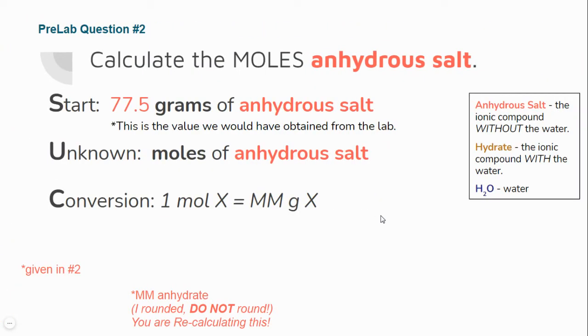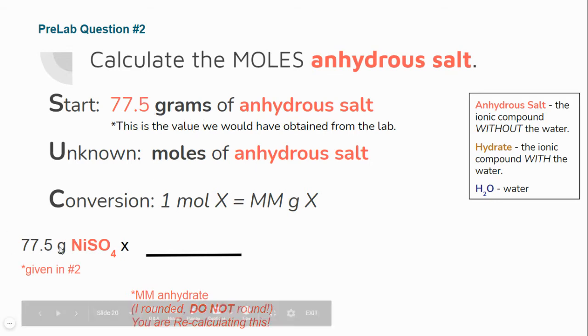Now that we've calculated the molar mass of the hydrate, we need to calculate moles of the anhydrous salt. 77.5 grams is a value that you are given in number 2. But when we do the lab, this is the value that you calculated, your ending product. So 77.5 grams is what we measured at the end of heating our sample, and that's the value you are going to be converting from grams to moles. We start with 77.5 grams, and our conversion factor is 1 mole of X is equal to the molar mass of X in grams.